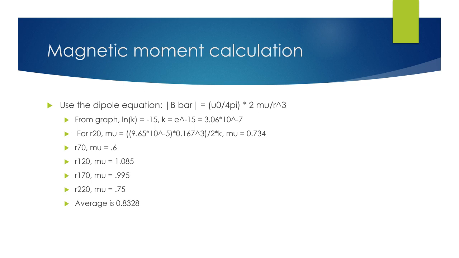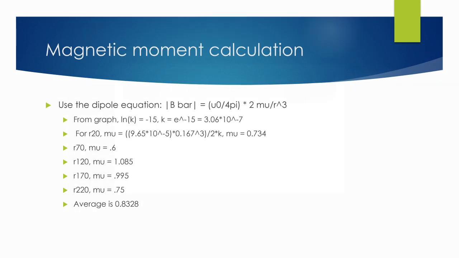I found the mu values for the 5 different r values that we were working with. For r of 20 I had 0.734, for r of 70 I had mu of 0.6, etc. And I got my average mu value was about 0.83. The magnetic moment that we calculated is going to come really handy for the computational model.